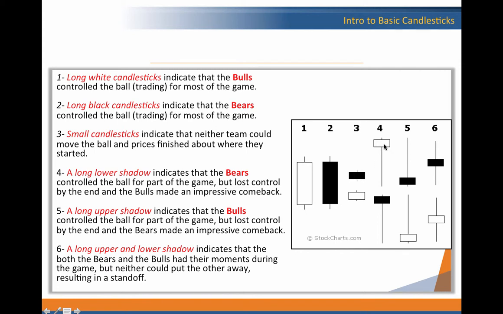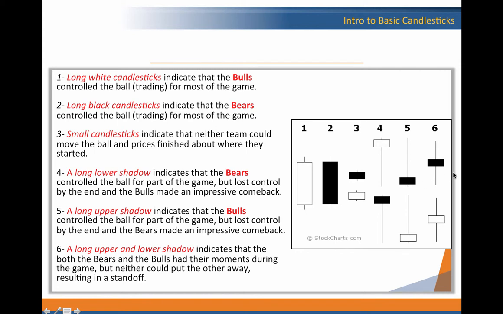On number 4, a long lower shadow indicates that the bears controlled the ball for part of the game, but lost control by the end of the game, where the bulls made an impressive comeback. On number 5 here, the long upper shadow indicates that the bulls controlled the ball part of the game, but lost control by the end of the game, and the bears made an impressive comeback. So you could see where the bulls were on it, the bears took over and sold it all off.